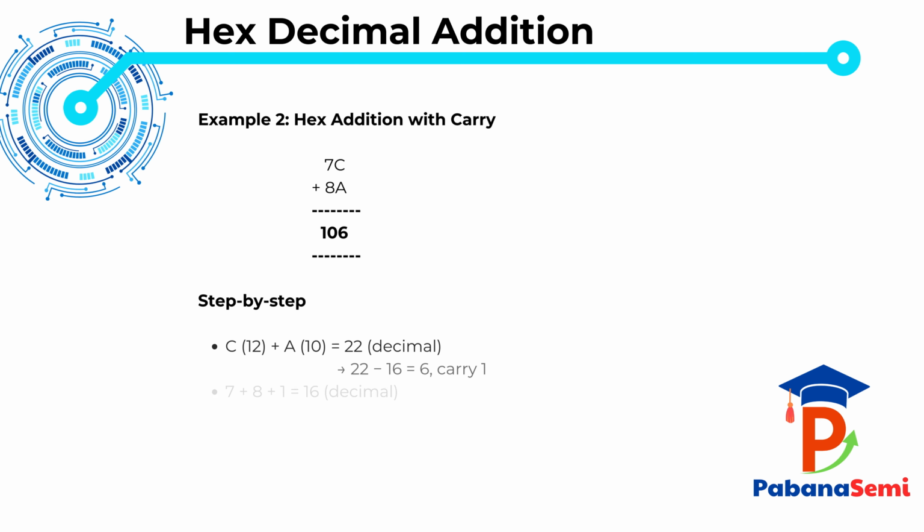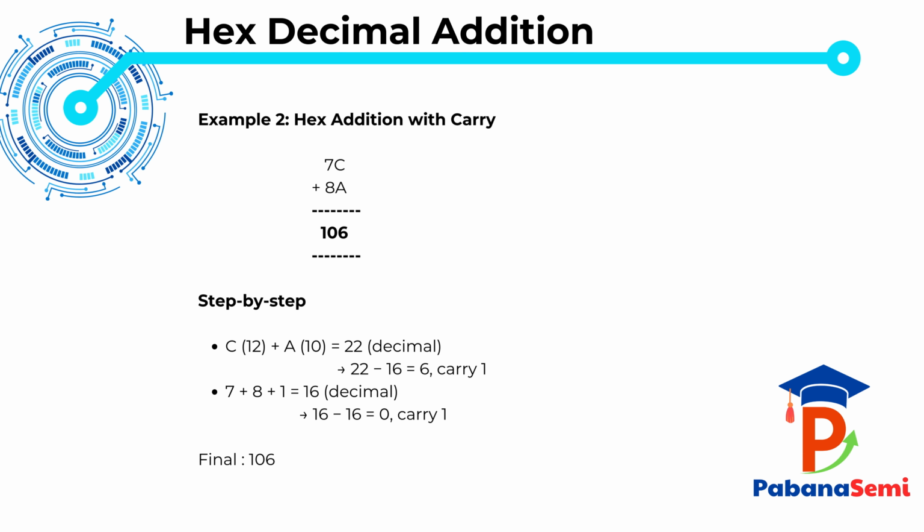Now let's look at a hexadecimal addition example that includes a carry. We are adding 7c and 8a. As always, we start from the rightmost digit. First, look at c plus a. In hexadecimal, c represents 12 and a represents 10. So 12 plus 10 equals 22 in decimal.